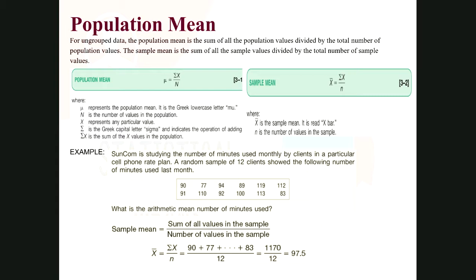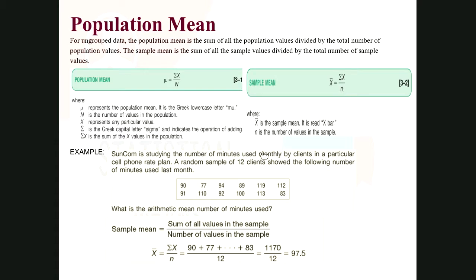So for ungrouped data, we'll talk about grouped data later. The population mean is the sum of all the population values divided by the total number of the population values. And the sample mean is the sum of all sample values divided by the total number of the sample. Here on the left side is the population mean, which is everybody in that particular population. So mu equals the sum of all X, capital X, over capital N. The sample mean is x bar equals the sum of x, it should be little x, over lowercase n.